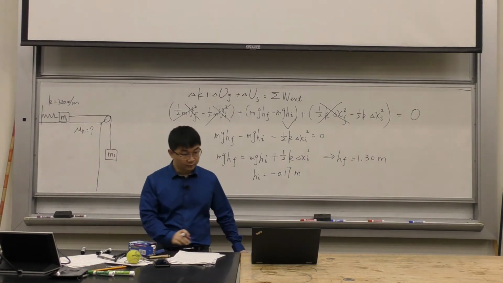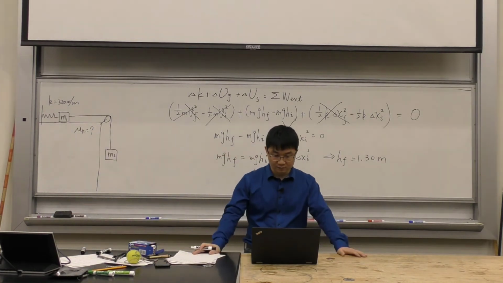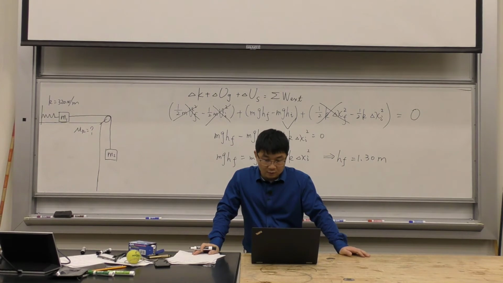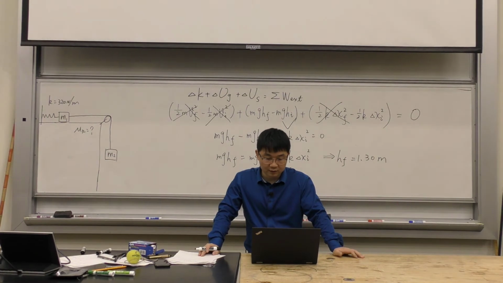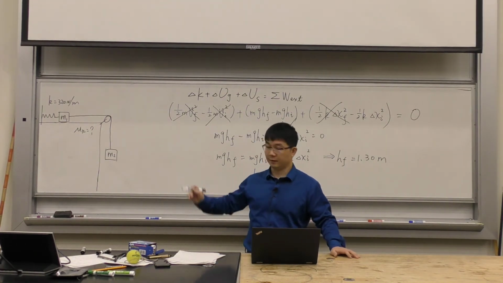So you know that for these two masses, when the spring is unstretched, M2 is released from rest. It falls a distance of 0.3 meters before coming to a stop. We want to find the coefficient of kinetic friction between M1 and the surface. So we want to find μk, okay?